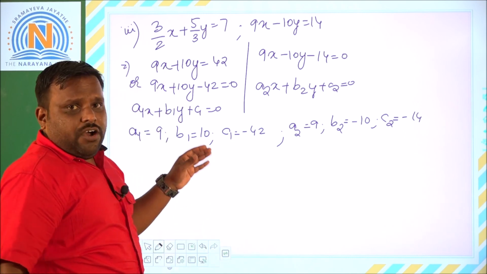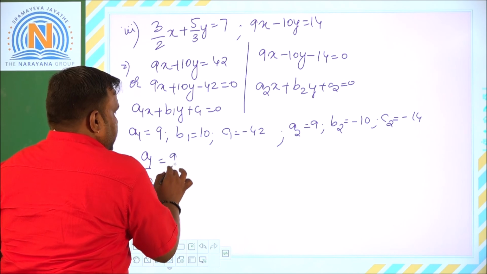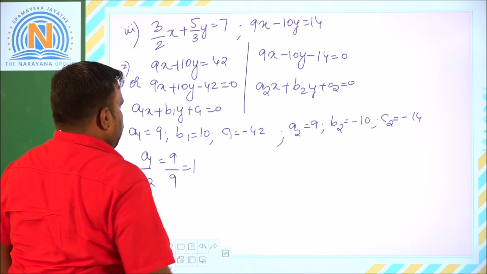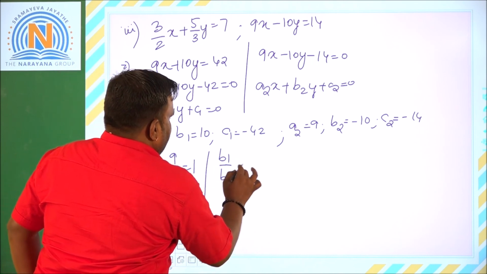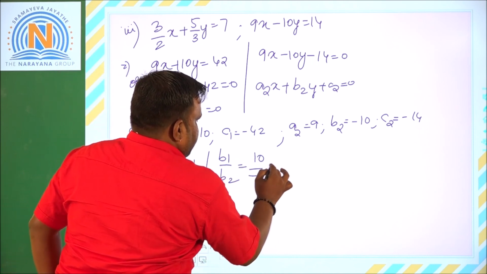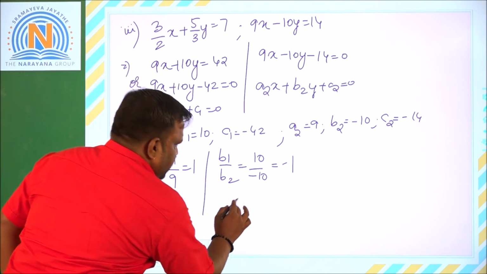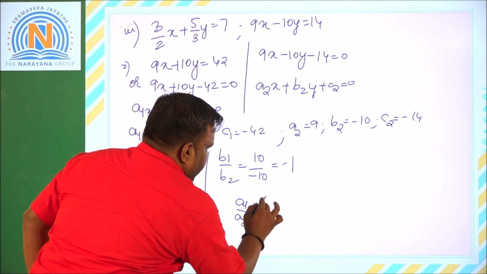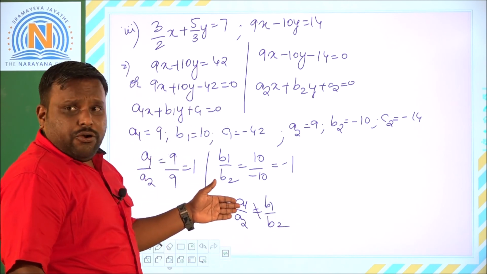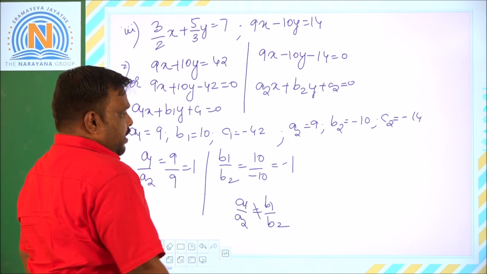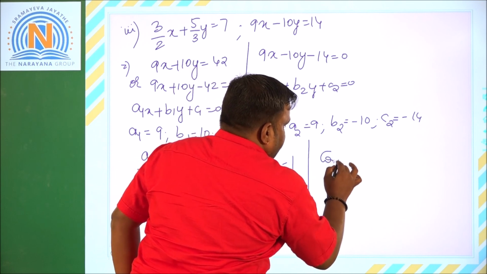First let us take the ratio of a1 by a2 and b1 by b2. So a1 by a2 is equal to 9 by 9, that is equal to 1. And b1 by b2 is equal to 10 by minus 10, that is equal to minus 1. So here we can see that a1 by a2 is not equal to b1 by b2. Therefore the pair of equations we have are consistent.